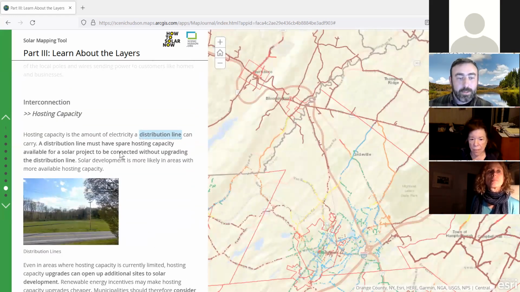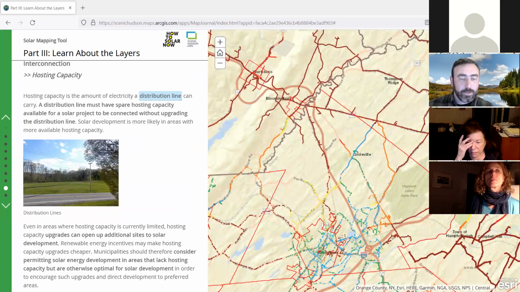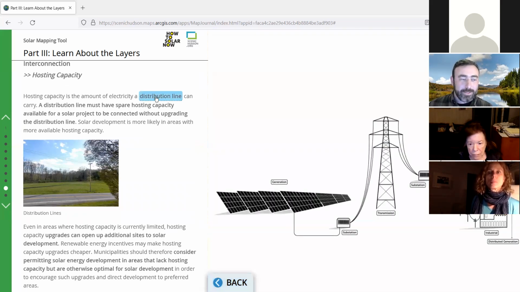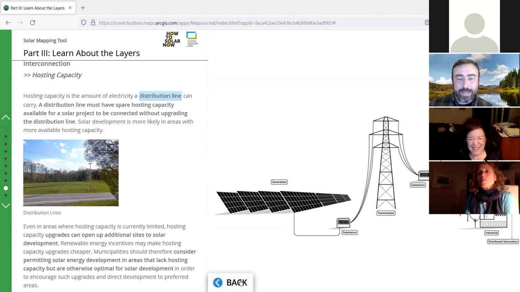Thank you. Actually going to go ahead and scroll down here and we're going to get to hosting capacity. So hosting capacity deals with distribution lines. And if you need a refresher and Manna's technique doesn't work for you, you can click on the help link here and bring up this diagram again.